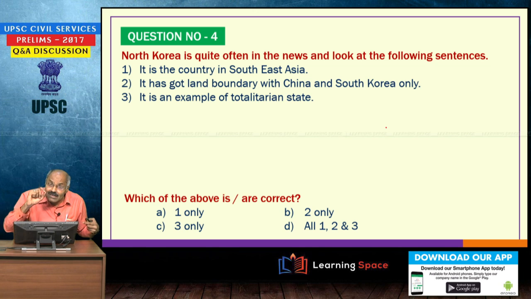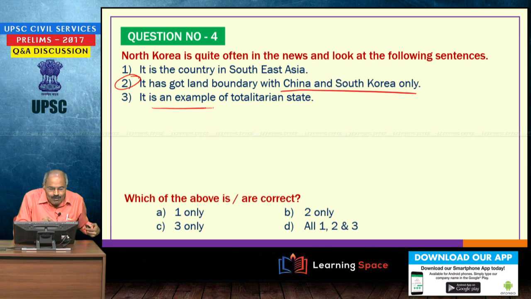When you are looking at North Korea, please do not forget the demilitarized zone between North Korea and South Korea. In 1953 an armistice was signed, but not a peace deal, right. In this context, it has a land boundary with China, South Korea and also a small land boundary with Russia.